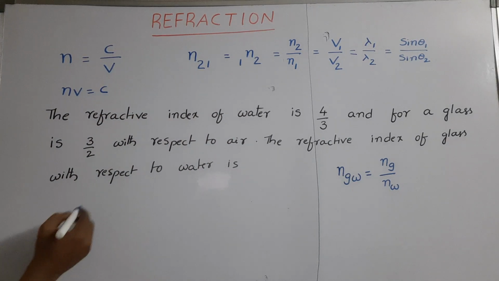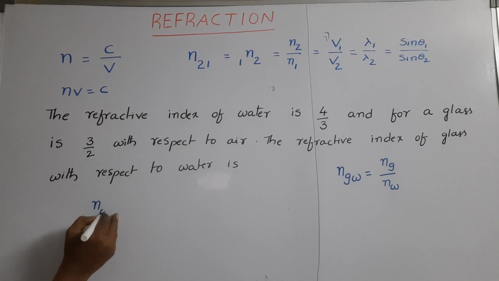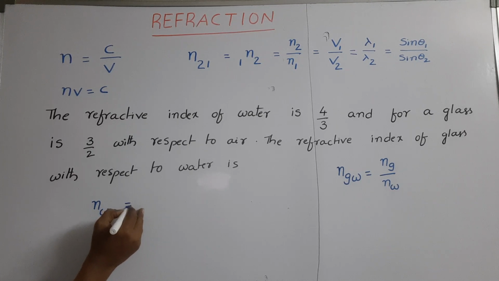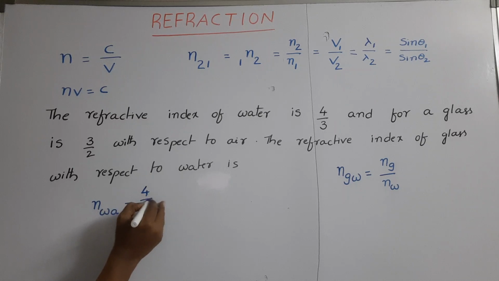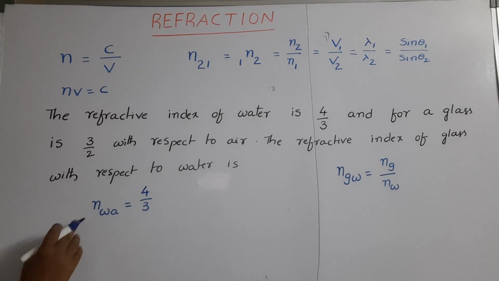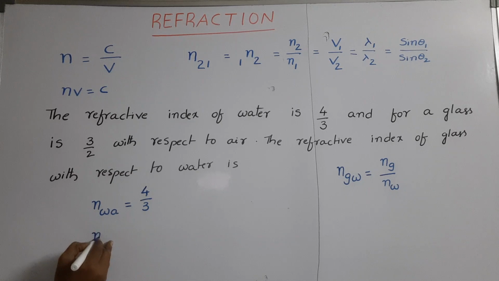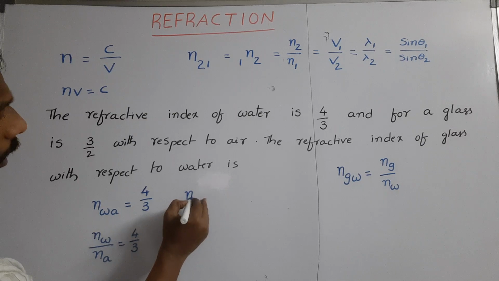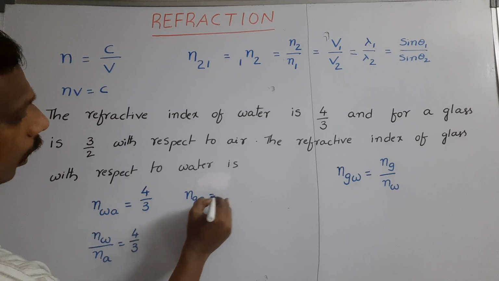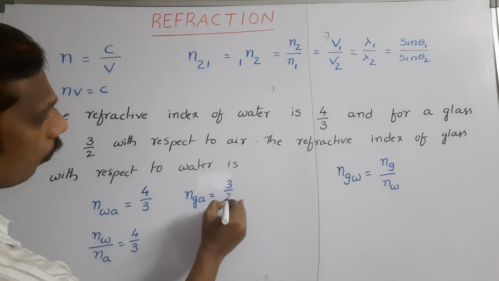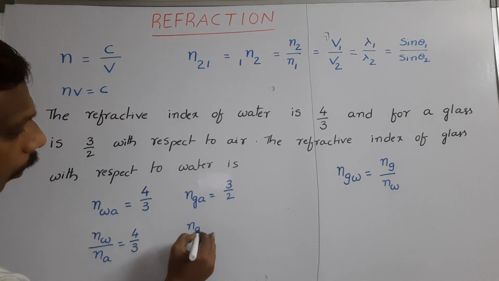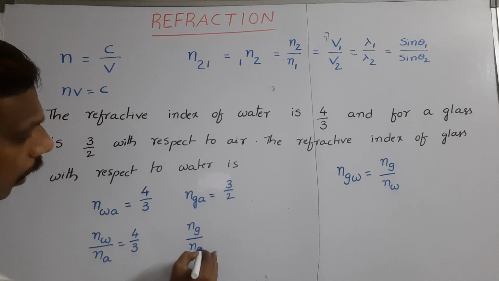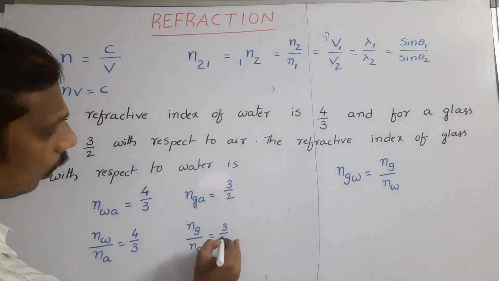What is given? The refractive index of water with respect to air is given. With respect to air, we should write like this, which is equal to 4 by 3. Refractive index of water with respect to air means refractive index of water by refractive index of air, which is equal to 4 by 3. In the same way, the refractive index of glass with respect to air is given, which is equal to 3 by 2. That means refractive index of glass by refractive index of air, which is equal to 3 by 2.